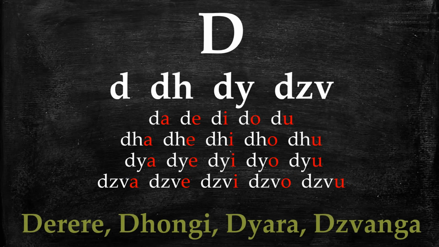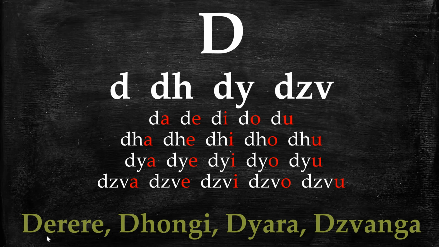D has 4, D, DH, DY, DZV, and they are pronounced as follows. D is da, de, di, do, du. DH is da, de, di, do, du. DY is pronounced jga, jge, jgi, jgo, jgu. DZV is dra, dze, dzi, dzo, dzu.